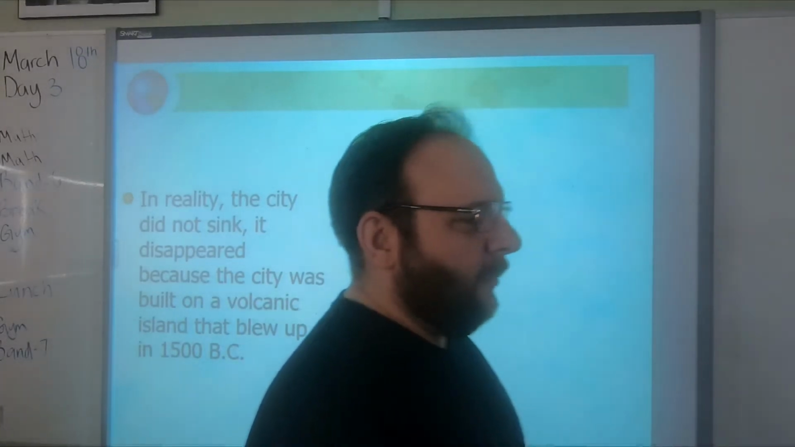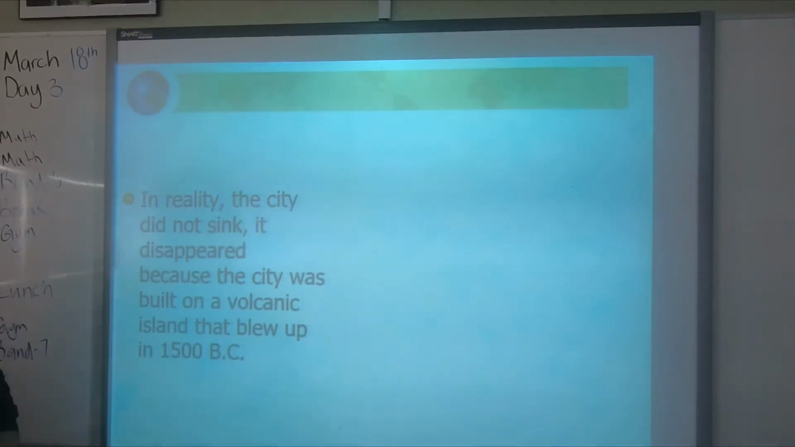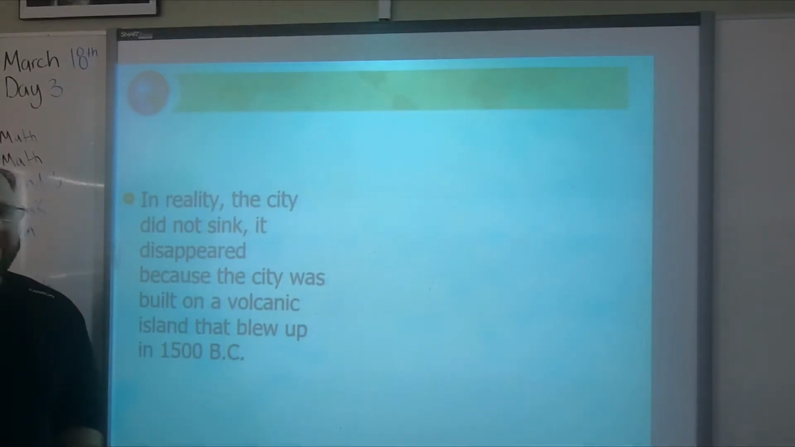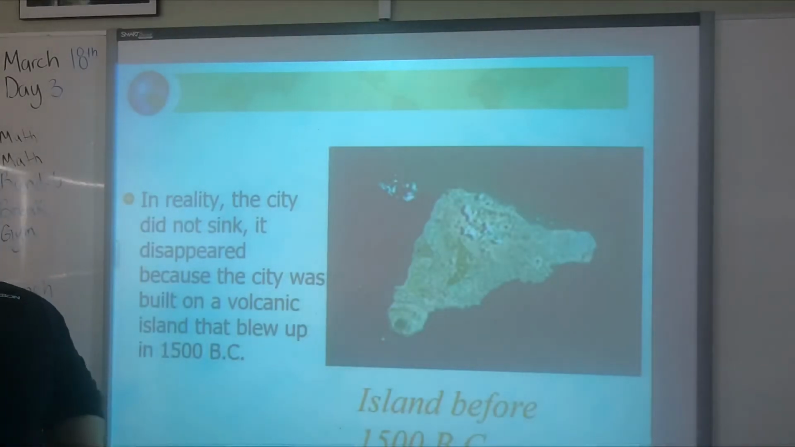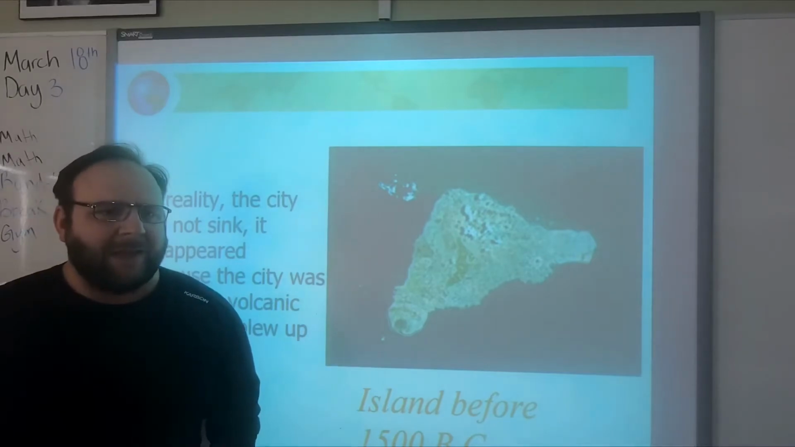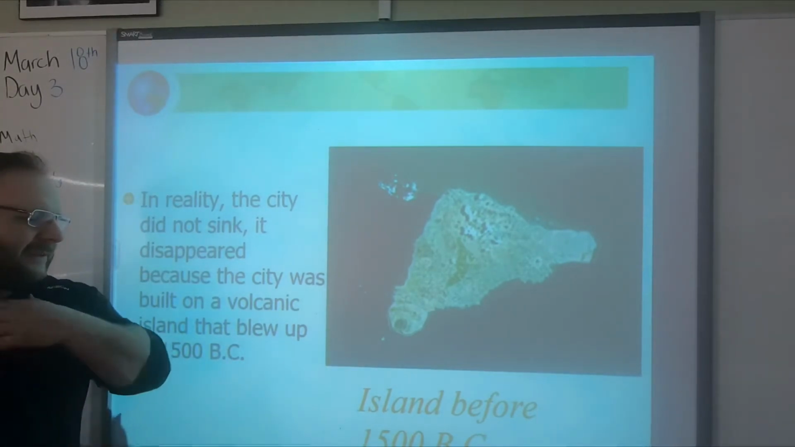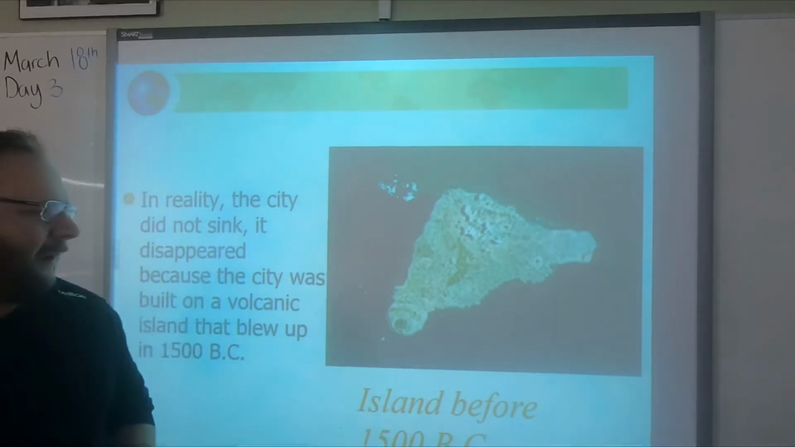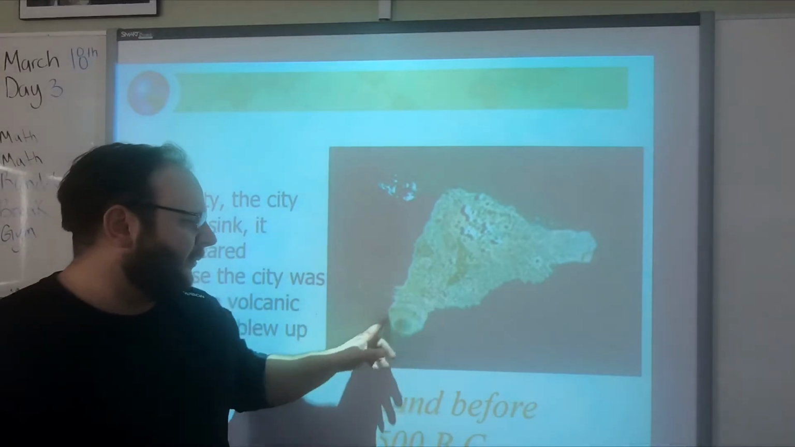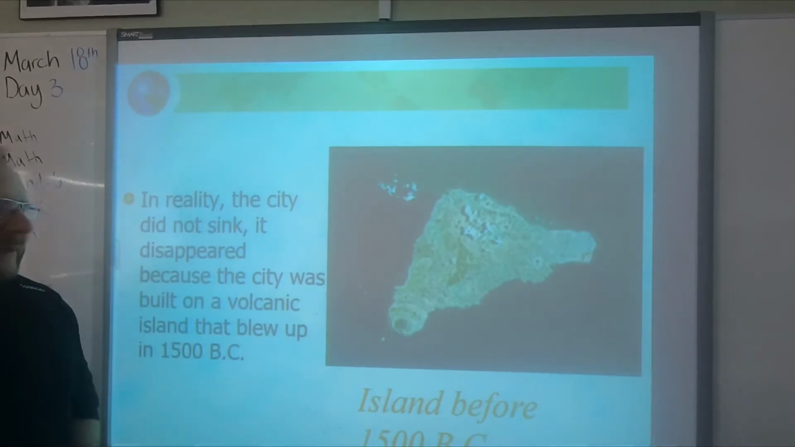Okay? And Evan was kind of on the right, or I think it was Zach was kind of on the right track. It disappeared because the city was built on a volcanic island that blew up. And this does happen quite frequently. This is called the island of Santorini. It's just in the Aegean Sea off the coast of Greece. This is what the island looked like before the year 1500 BC. Now, the city of Atlantis, being a port city, would have been near one of the ports with also some development in the center. So this is the island of Santorini.